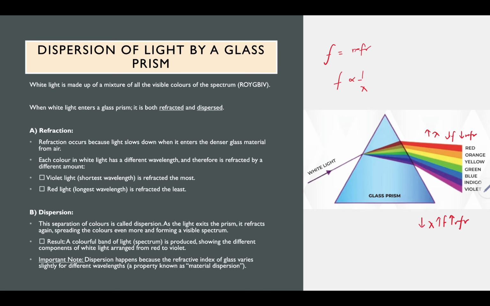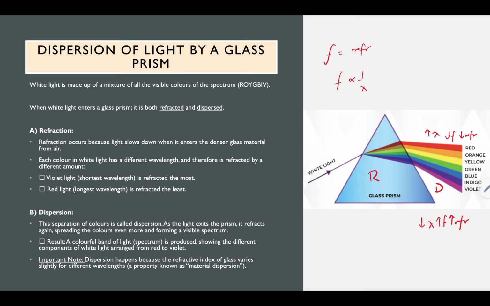So red has the longest wavelength, least frequency, least refraction. Violet has the shortest wavelength, most frequency, and most refraction. This happens on the refraction side, and then later on, the separation of color is known as dispersion. So here is where refraction happens, and here is where dispersion happens. In dispersion, the colors get separated, and they get refracted again as they leave the glass prism as a visible spectrum.